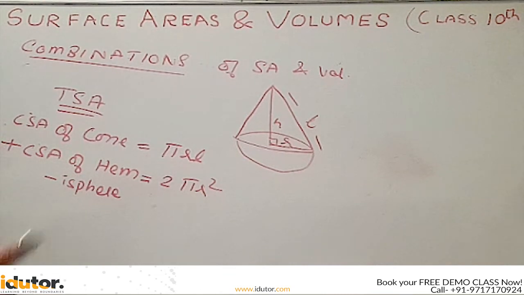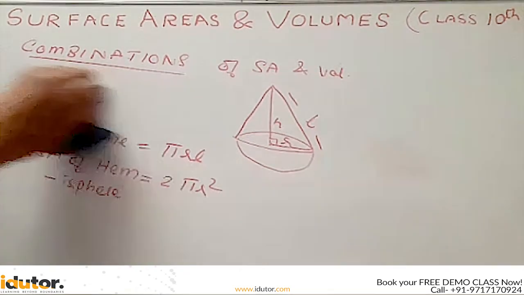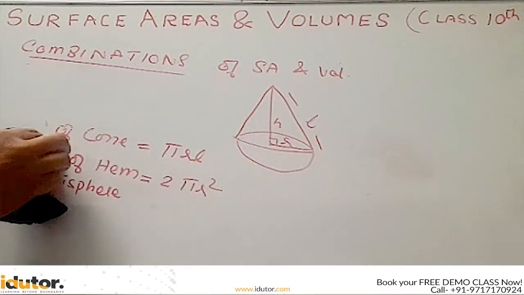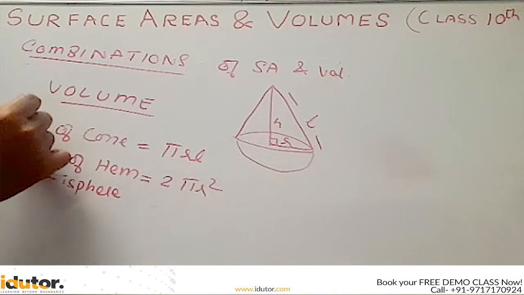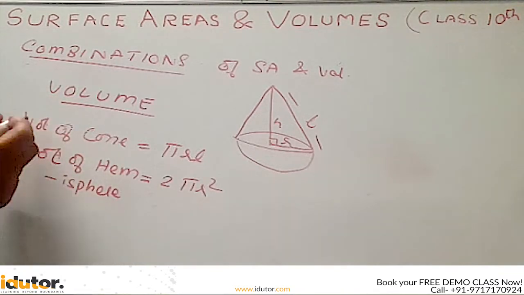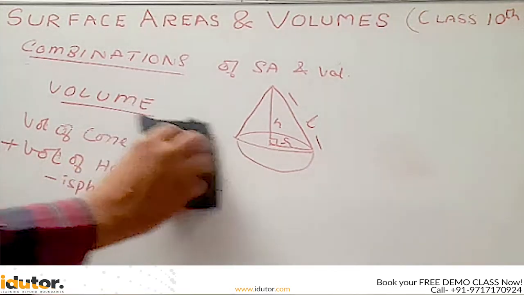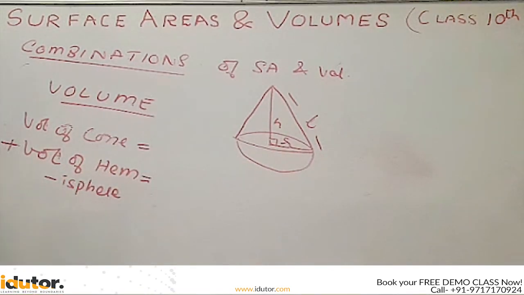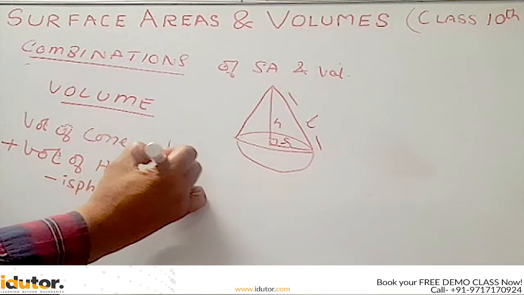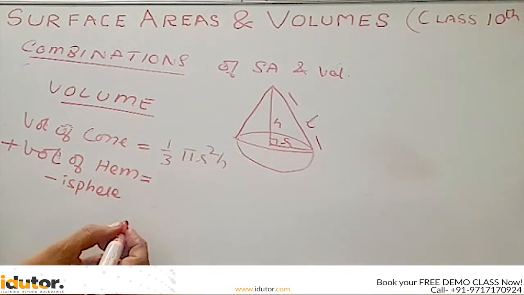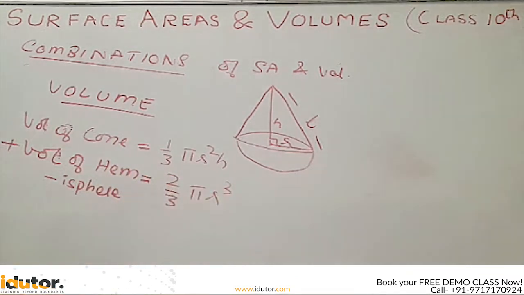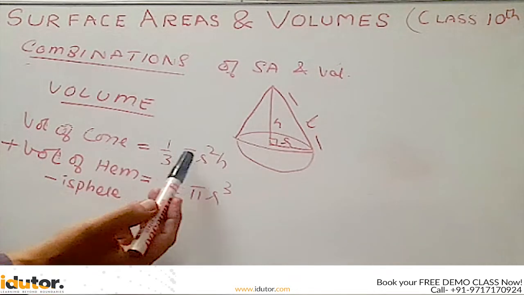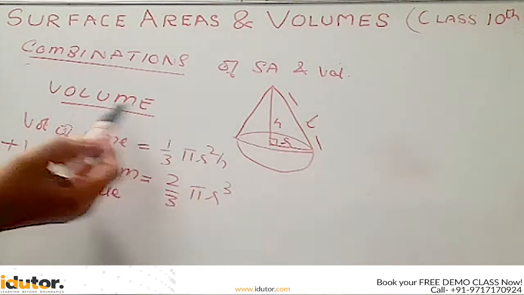Also, we can find out the volume in this manner. If we have to find out the volume, it is the volume of cone plus the volume of hemisphere; we have to add them together. So let us write down the volume of these two figures separately. Volume of cone is equal to 1 by 3 pi r square h, and volume of hemisphere is equal to 2 by 3 pi r cube. So we have to find out the volume of both of them separately and add them. This will be the volume of the total figure.